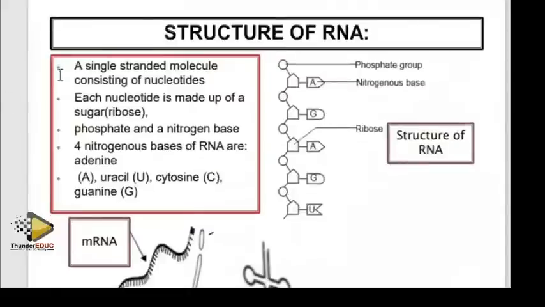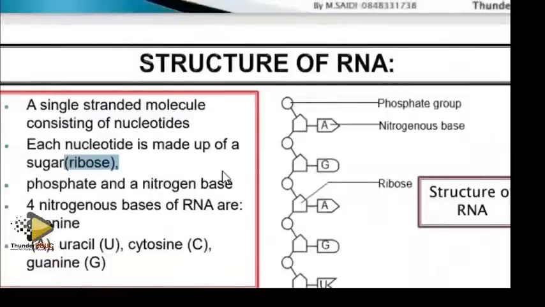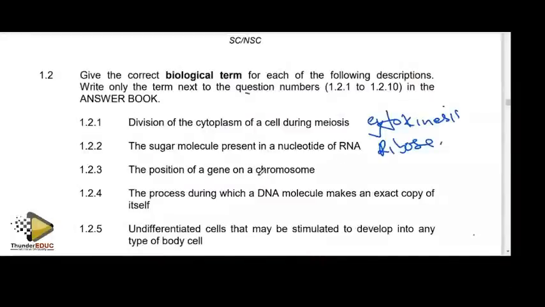It says that a single-stranded molecule consists of nucleotides. Each nucleotide is made up of a sugar called ribose. So you see the answer is there. And this is the structure of RNA. So ribose is the sugar which is located in RNA. The position of the gene on a chromosome, this one is called locus.